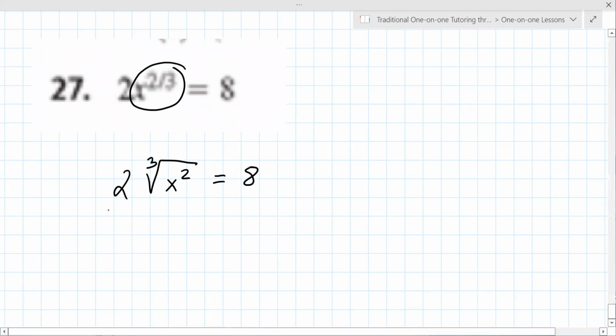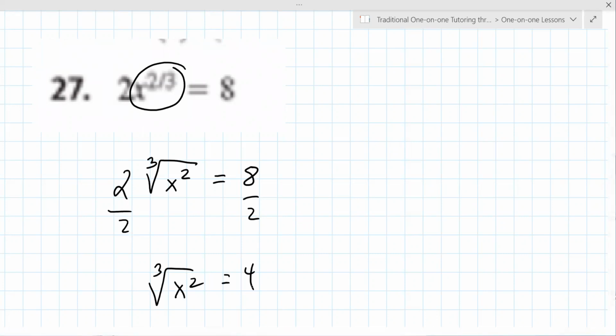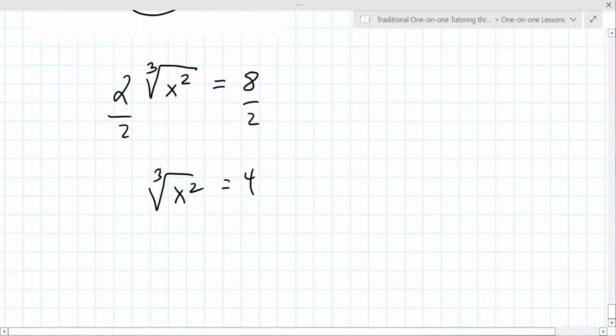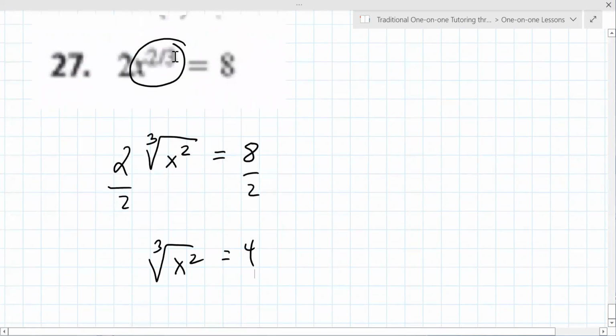Okay, now divide by 2. Okay, so you got cube root of x squared equals 4. Okay, so now you undo the cube root. Whatever's on the outside, you undo first. That's why I do it this way rather than try to undo the power, because I think it's clearer to undo the root in this step first.